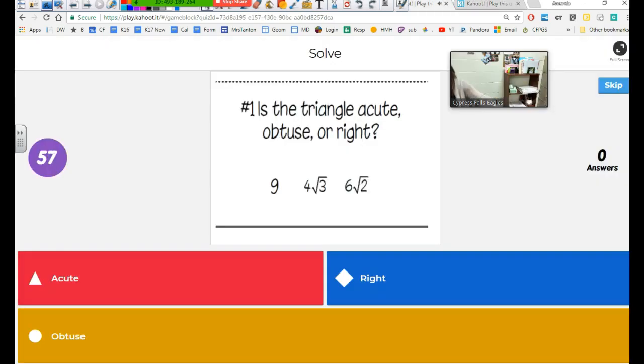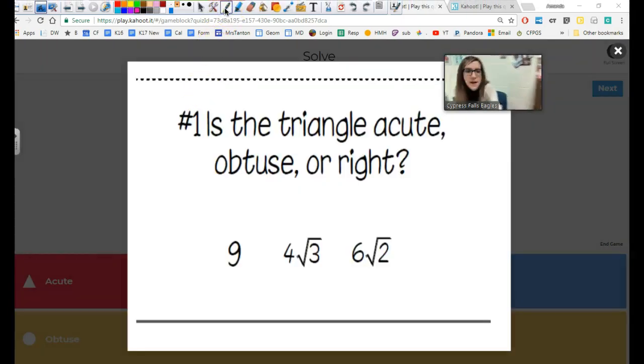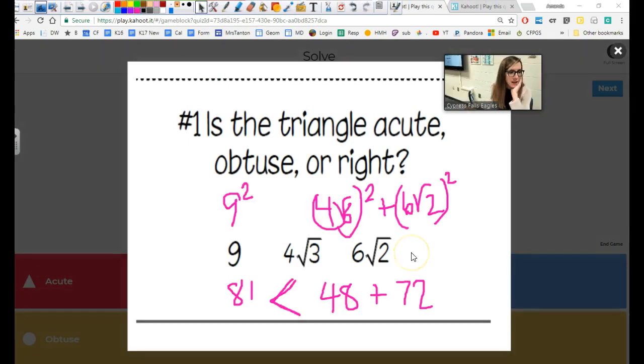All right, first question. Is the triangle acute, obtuse, or right? If you're watching the recorded lesson, pause it until you're done solving. Okay, step 1, you have to decide which side C is. So 120 is greater. C squared is less than A squared plus B squared, making it acute.